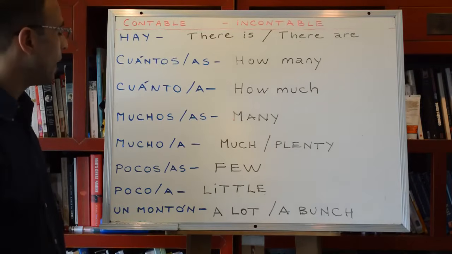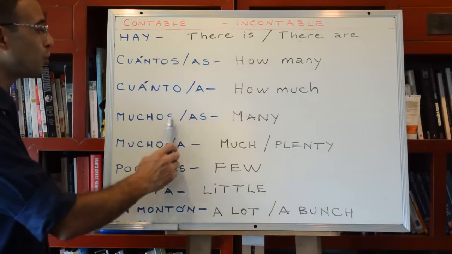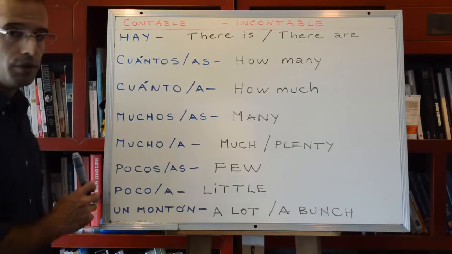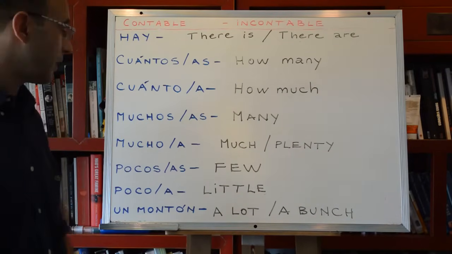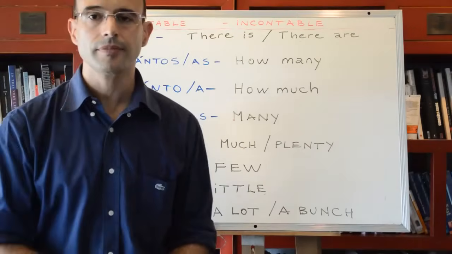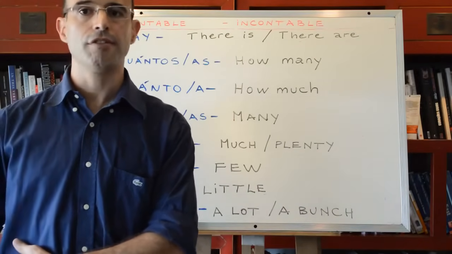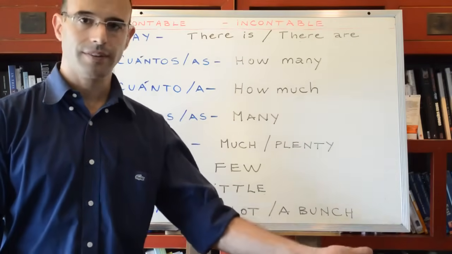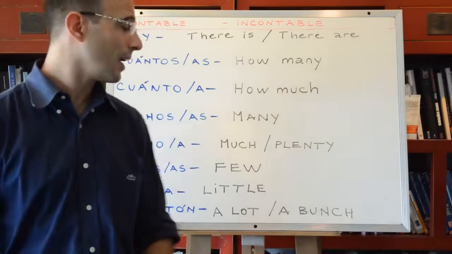And for countables we mentioned muchos and muchas, okay? Now for little and few, we have for countables, for things and objects, pocos or pocas. For example, hay pocos árboles. There are few trees. Pocos árboles. Hay pocas casas. There are few houses. Okay?